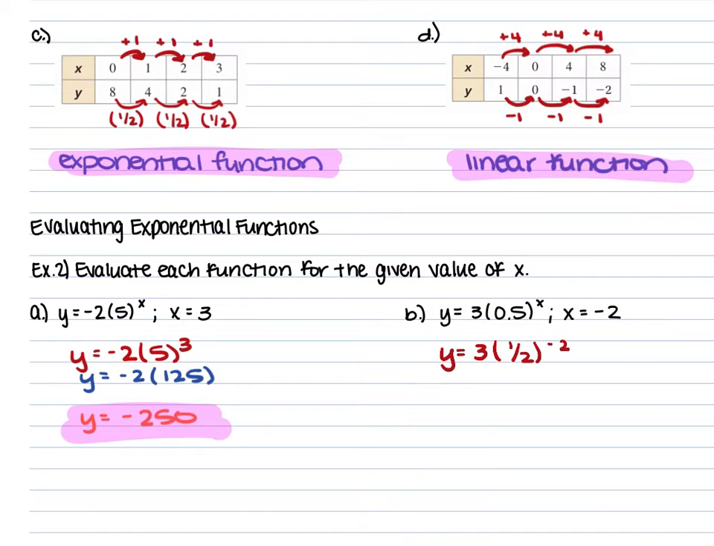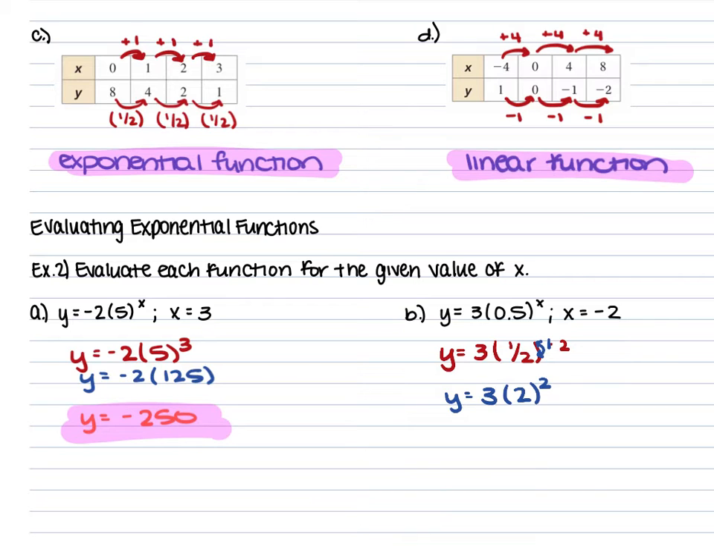If we remember from previous lessons, that negative 2 needs to turn into a positive 2. And by doing that, we can take the reciprocal of the term that it is attached to. It's only attached to that 1/2, so turn that 2 into a positive and flip the fraction to make it a positive. So this is going to give us y is equal to 3 times the reciprocal of 1/2, which is 2 to the positive second power.